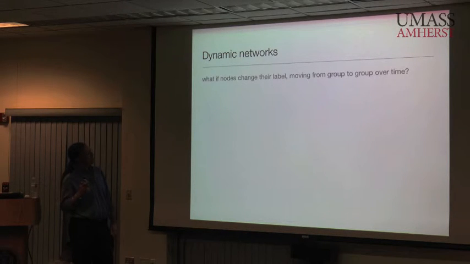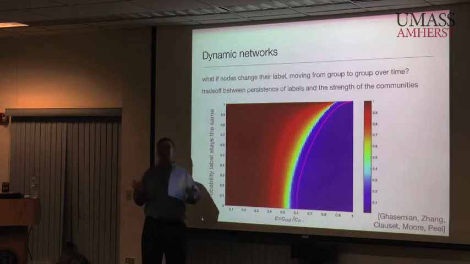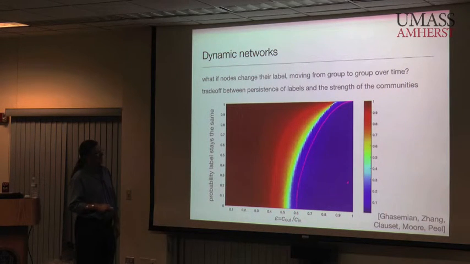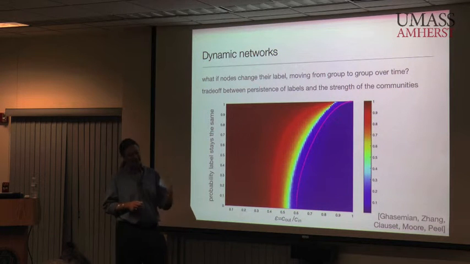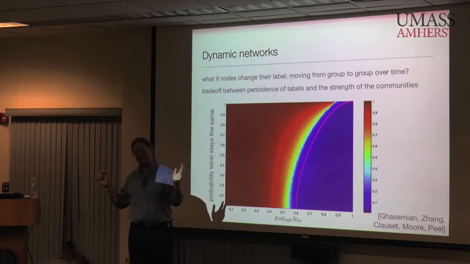Let me mention one other setting. As you can see, we're starting to churn out too many papers, and maybe it's time to switch topics, but here's another paper. So let's have a dynamic network. Most networks are. They're changing in time. So here what's going on is that with a certain probability, which is this axis, from one time step to the next, the node stays in the same group it's in now. With 1 minus that probability, it chooses a new random group.